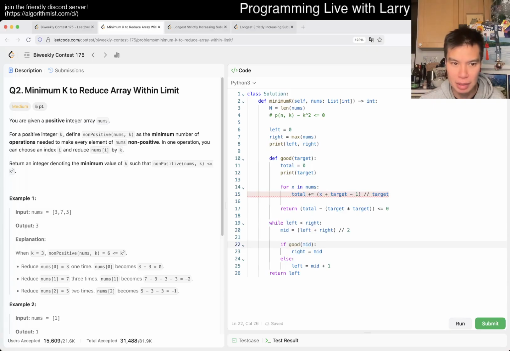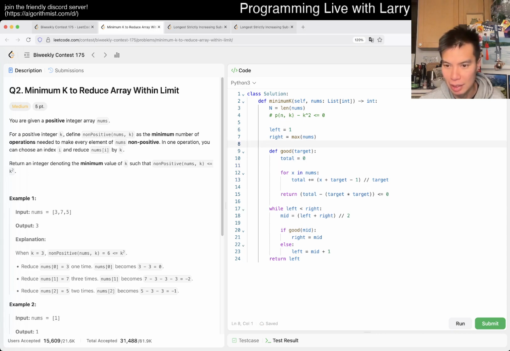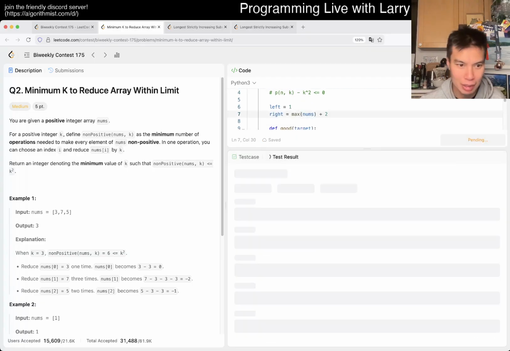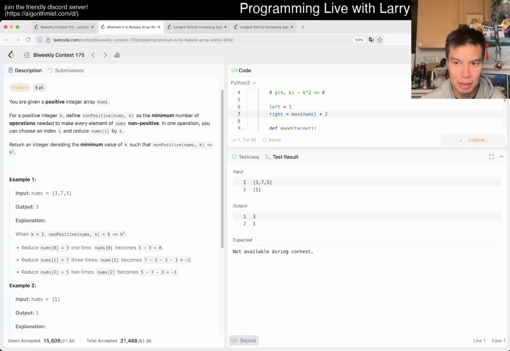Actually, I guess that makes sense. Can it be 0? Maybe not, because that would just be infinity anyway. Okay, fine. You win that time. So we'll just do it like +2, just because why not? YOLO submit.